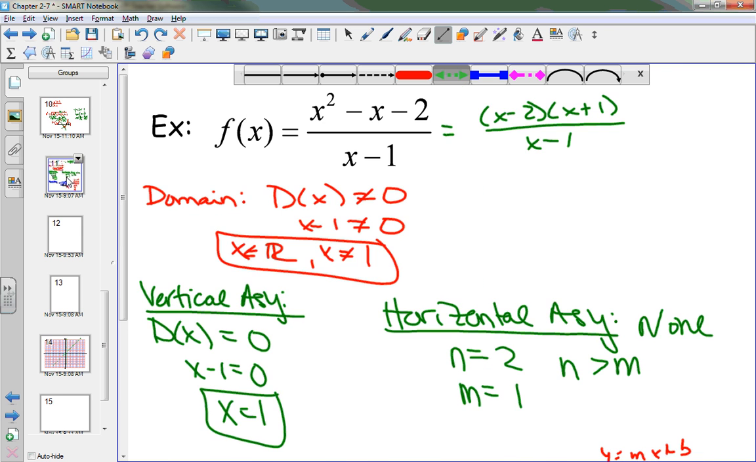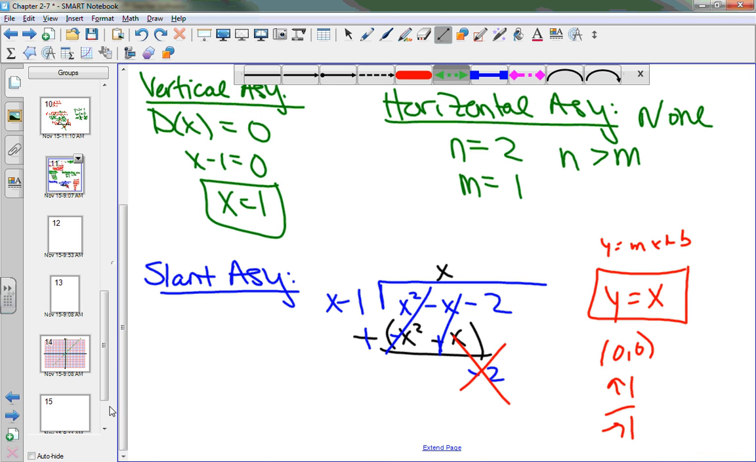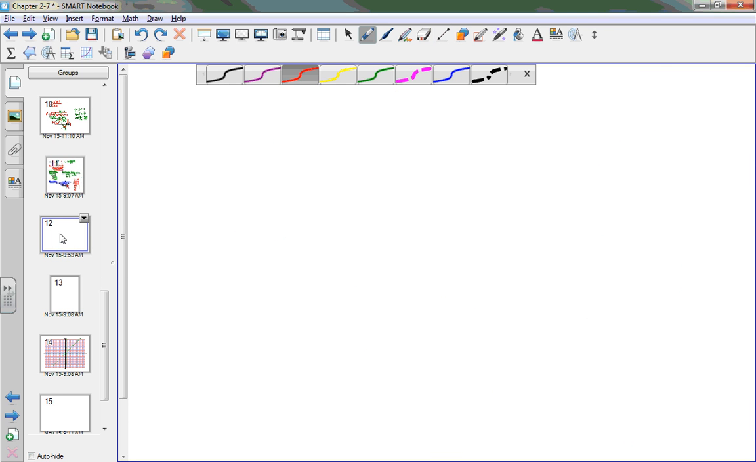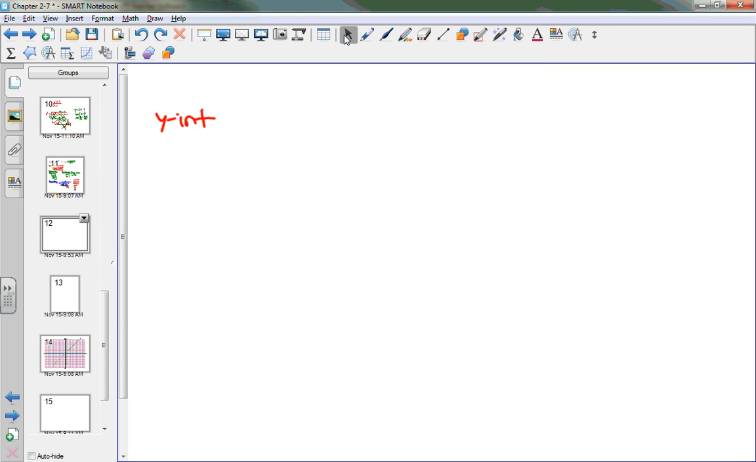So now I have my vertical, horizontal, and slant asymptotes graphed. Now, what else do I need? I need to find my y-intercept. So how do I find my y-intercept? You do f at 0, which is this function. In every place you see an x, you plug in a 0.